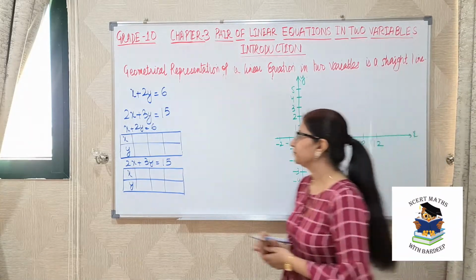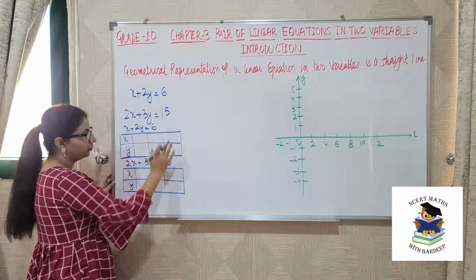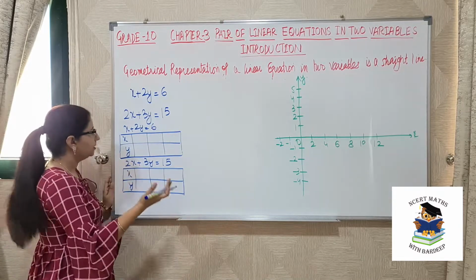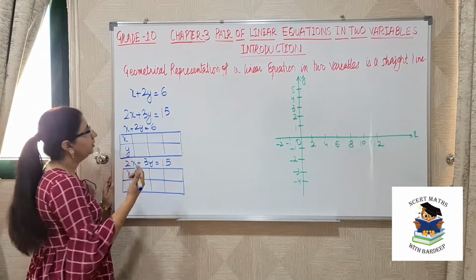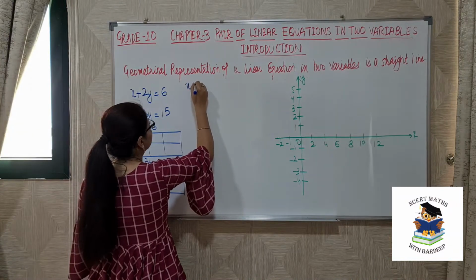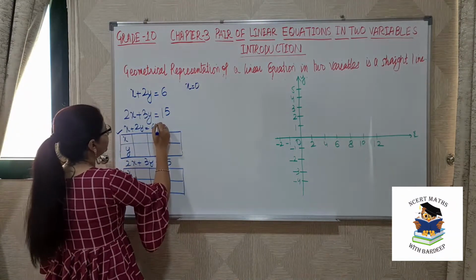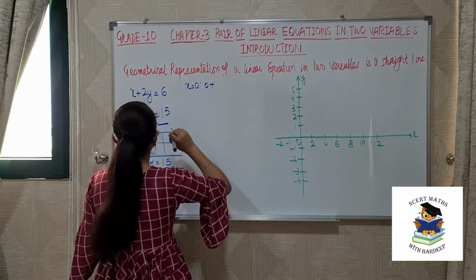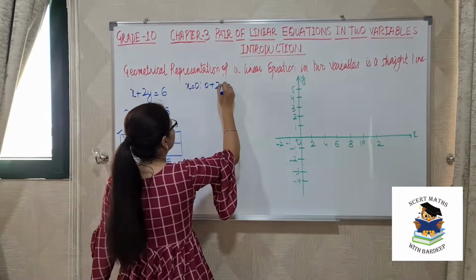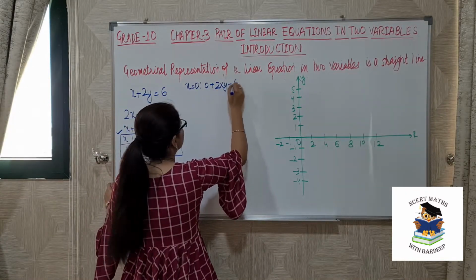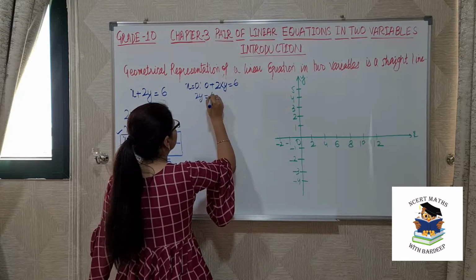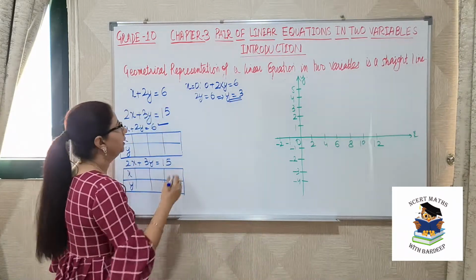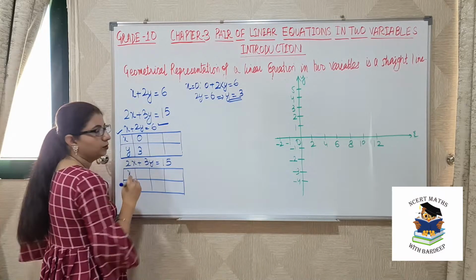Okay, so let's see first of all how to fill this table. This is already covered in your previous grades. Let's put the value of x as 0 and find the corresponding value of y. So put x as 0. This is the first equation, this one. This is x plus 2 into y equals 6, with x as 0. So 2y equals 6. And what is the value of y then? 6 by 2 is 3. So the point is (0, 3).